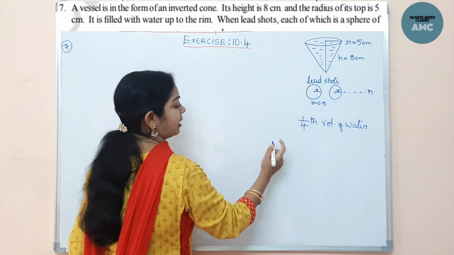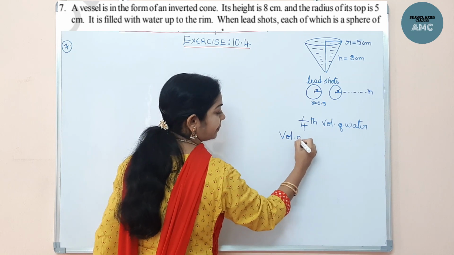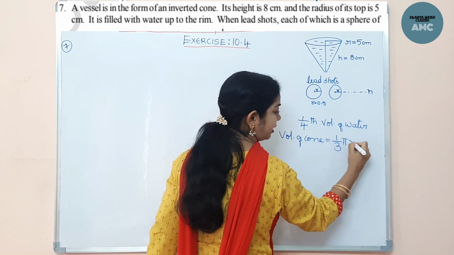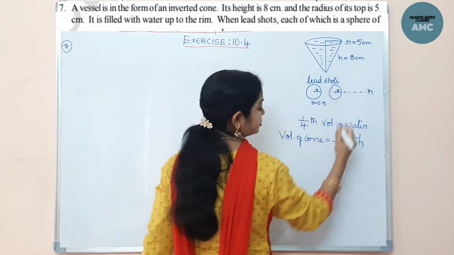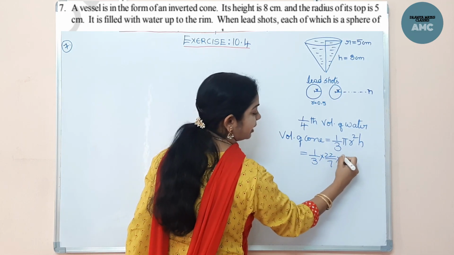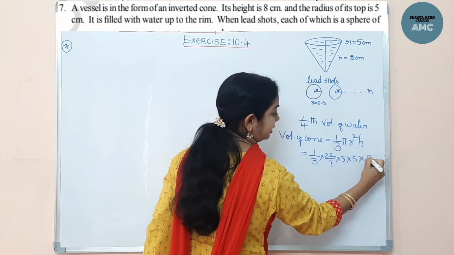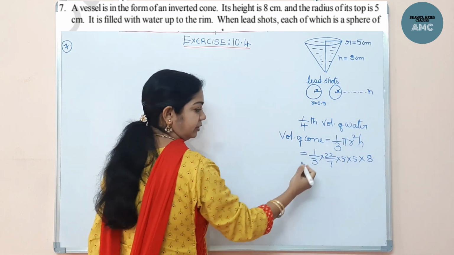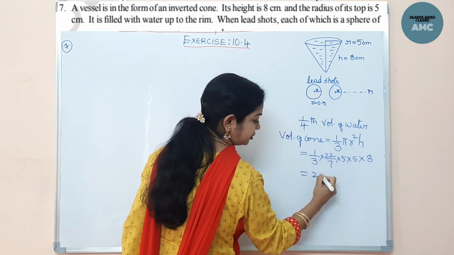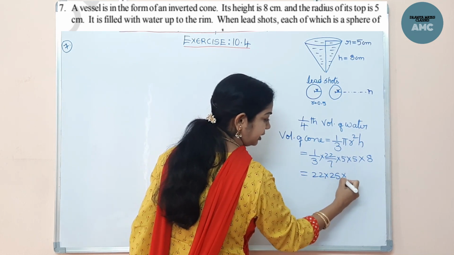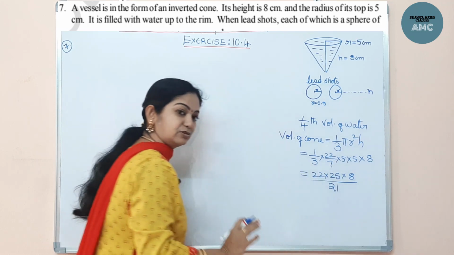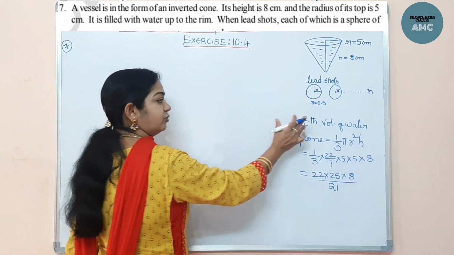Right, here first I'll find out the volume of the cone. Now the formula is 1/3 pi r square h. Now I'll substitute the dimensions: 1/3 into 22/7 into r value is 5 into 5 into h is 8. Now we cannot cancel anything here. 22 into 25 into 8 by 21. So we will keep it as it is. Do not simplify, because we want 1/4 of the volume.